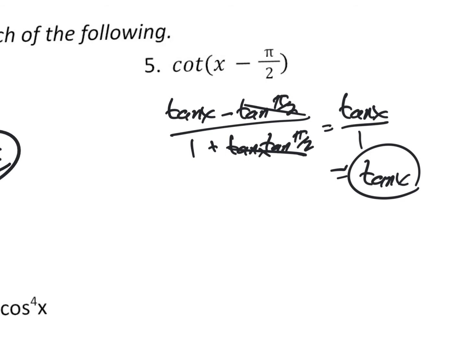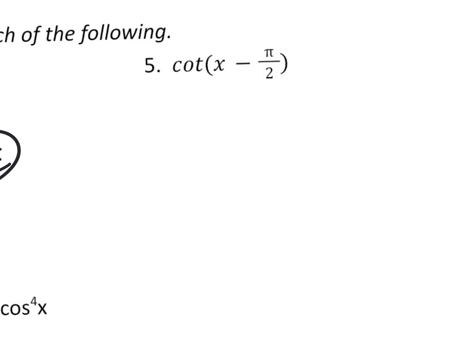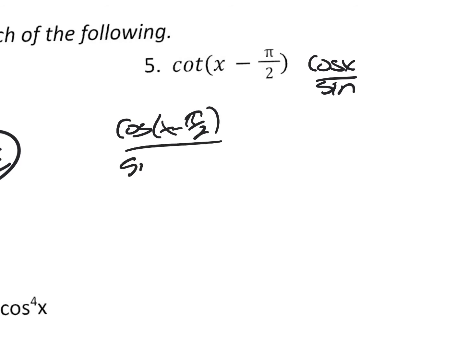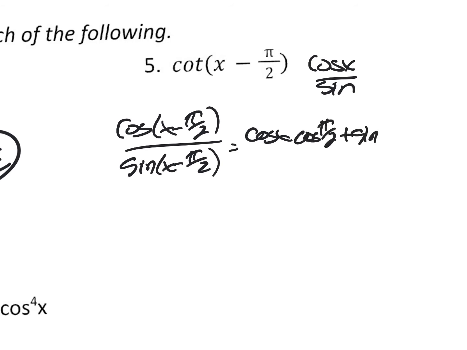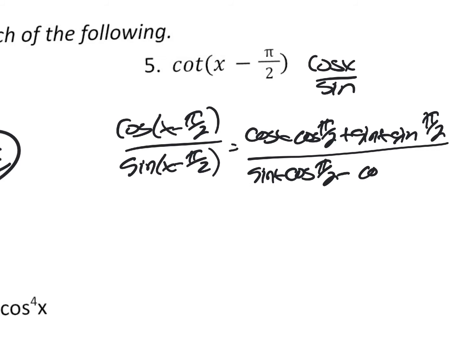Actually, I don't like that way since it's undefined. It does bother me. Sorry, but it's going to make this a bit longer. But let's do it a different way. You know cotangent? Cotangent is really cosine over sine. So what I'm going to do is cosine of x minus pi over 2 over sine of x minus pi over 2, and use those sum and difference identities. So cosine of a minus goes cosine cosine plus sine sine. And sine subtraction goes sine cosine minus cosine sine. And now we can just work this out.